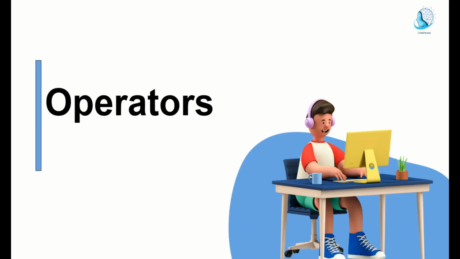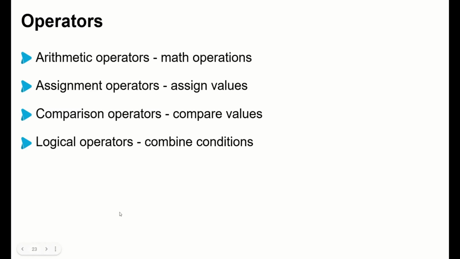Now let's look at operators. So we have 4 operators, which are arithmetic operators, assignment operators, comparison operators, and logical operators. Let's look at each of these operators. The arithmetic operators help us to perform mathematical calculations on values, which in this case are called operands. So we have addition, subtraction, multiplication, and division.